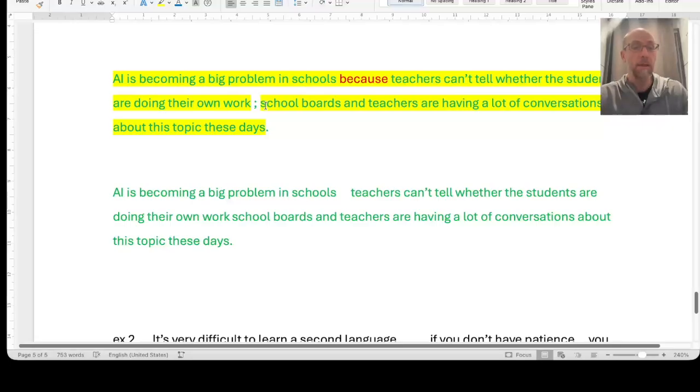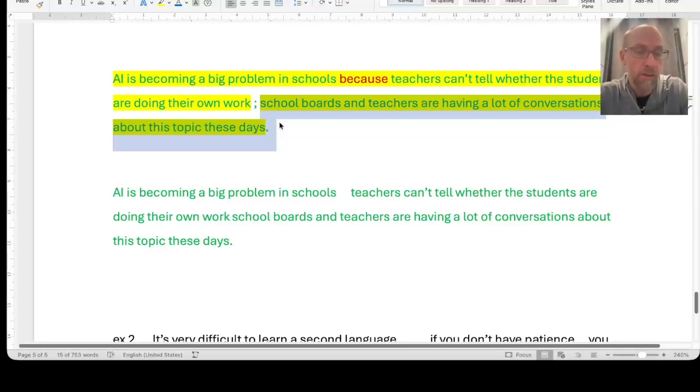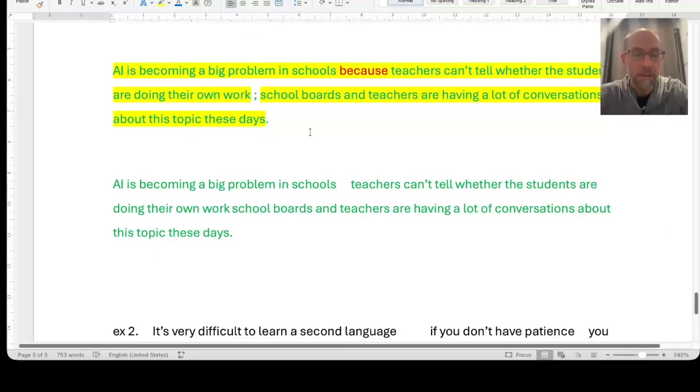How does this work? AI is becoming a big problem in schools because teachers can't tell whether students are doing their work. School boards and teachers are having a lot of conversations about this topic these days. Yeah, I think that works. The first part is a cause. The second part is the result. And so I think we have a logical connection there.